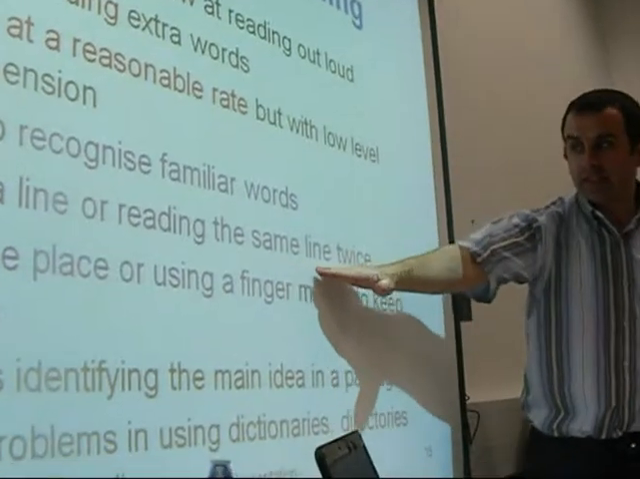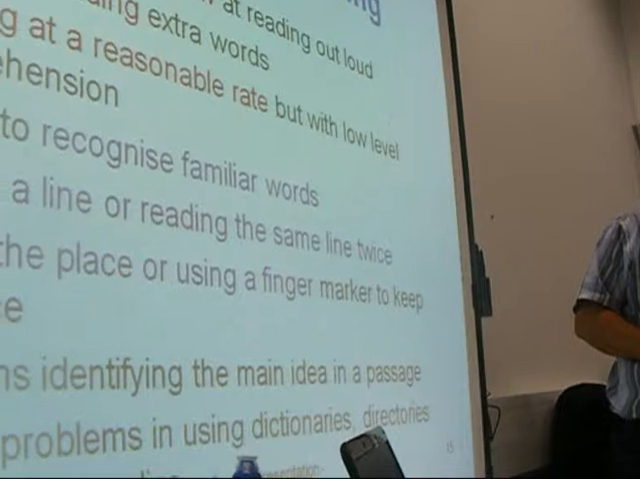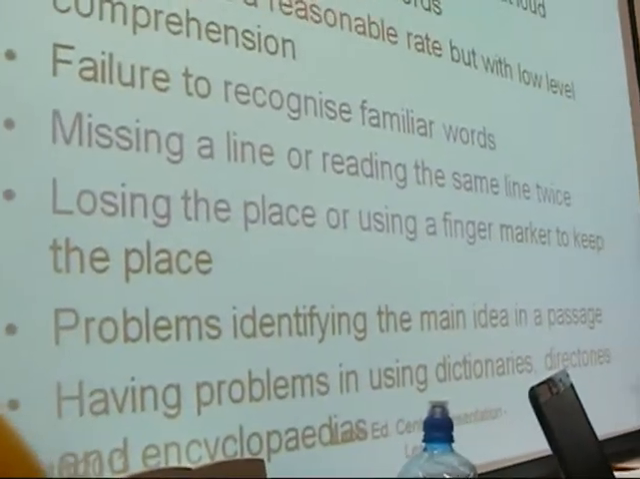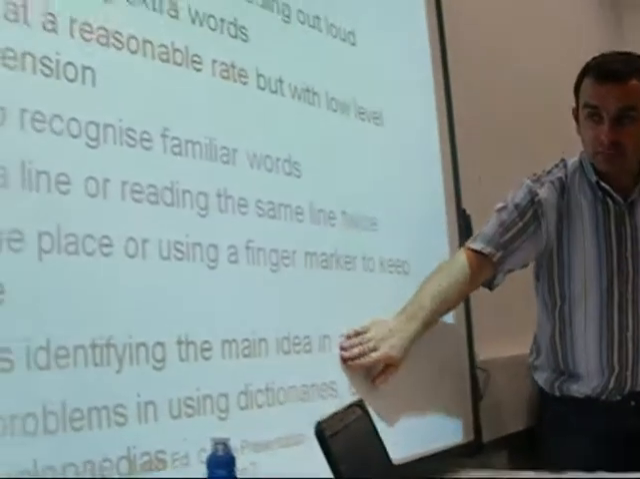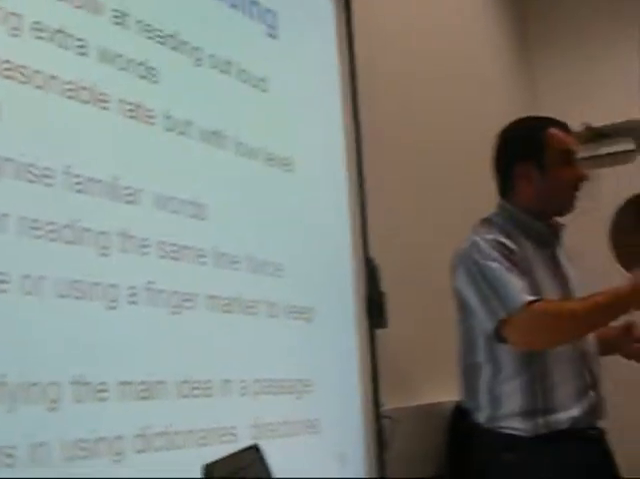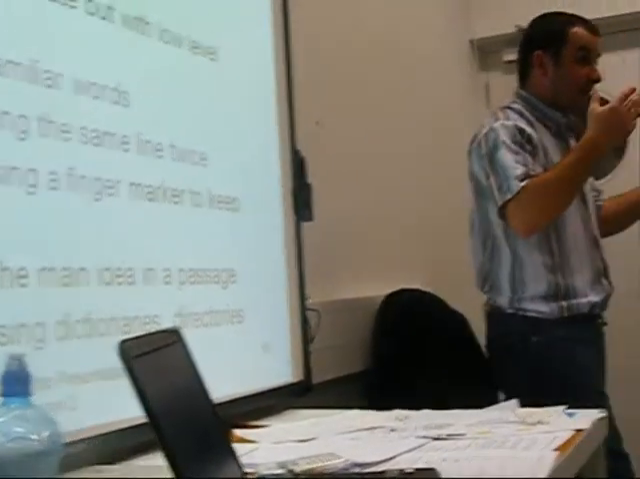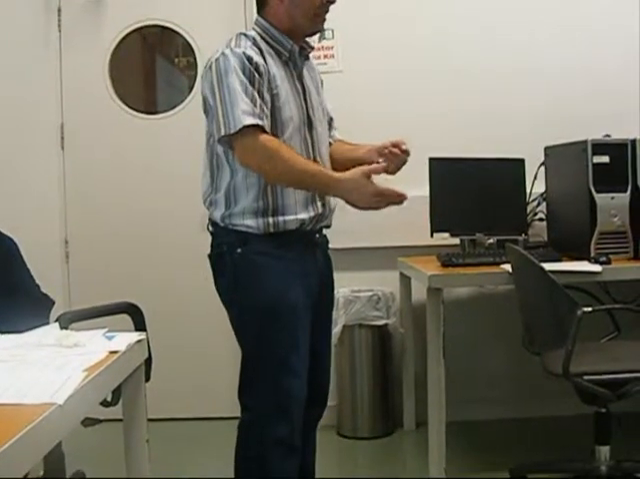They can often miss a line of text and read the same line twice. They can often lose the place, or they might often lose their finger while they're reading, and then they move their finger off of the line of text and they skip a line. They can often have problems identifying the main idea in a passage, as well as having problems looking up dictionaries or directories or even encyclopedias, or even sometimes using Google on a computer to look up a word.